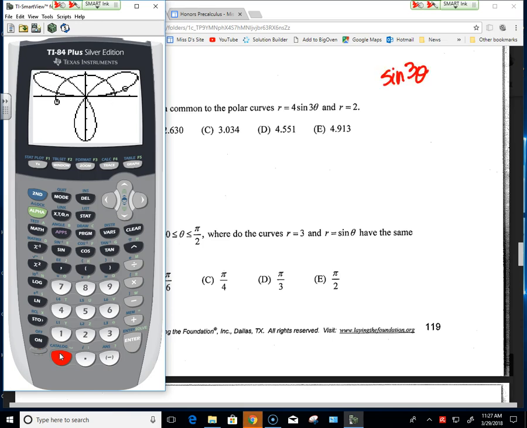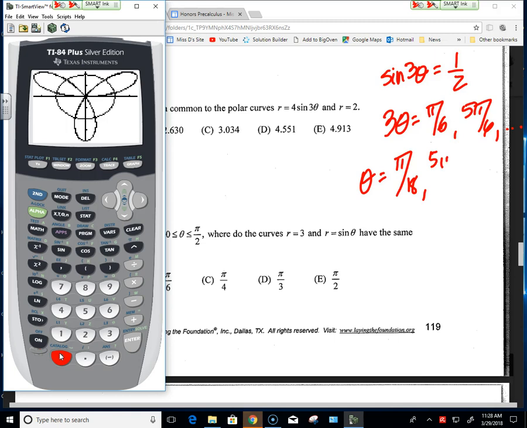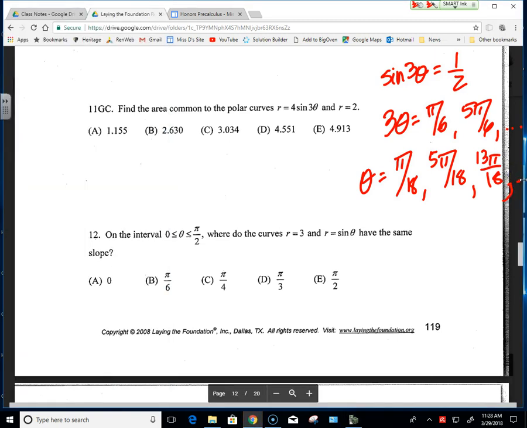Sine of 3 theta equals 2 divided by 4. Sine is equal to 1/2 at pi over 6, 5 pi over 6, and, well, some more pi over 6s. Theta is going to equal pi over 18, 5 pi over 18. If I was to keep going, it's only for the second quadrant, so I would need to do 13 pi over 6 divided by 3, so that'd be 13 pi over 18. We can keep on going from there. Come back, calculator.